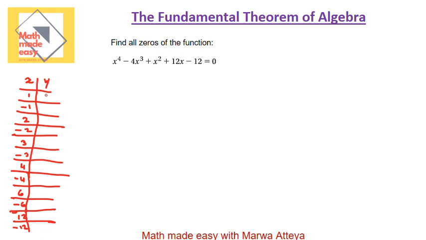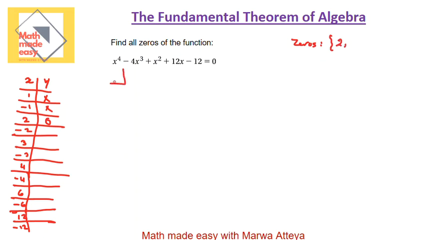When you substitute for 1, your answer will not be 0. When you substitute for negative 1, your answer will not be 0. When you substitute for 2, you will get a 0. So this is one of the zeros. So again, I'm looking for my zeros, and I found the first one, which is 2.